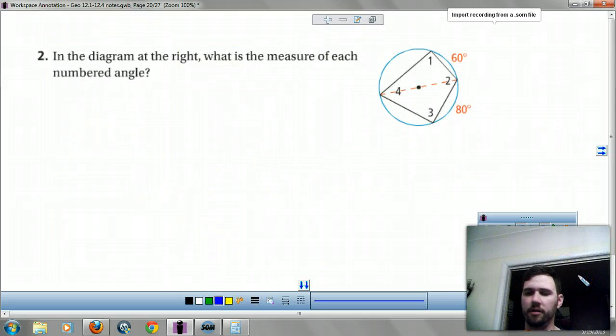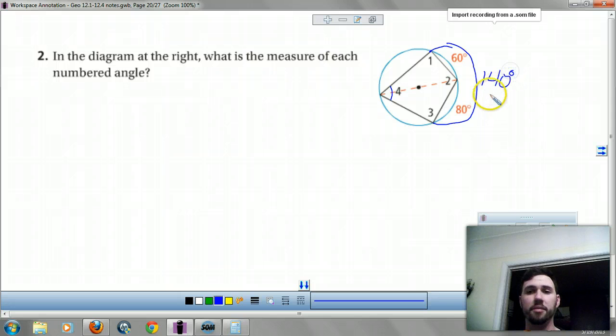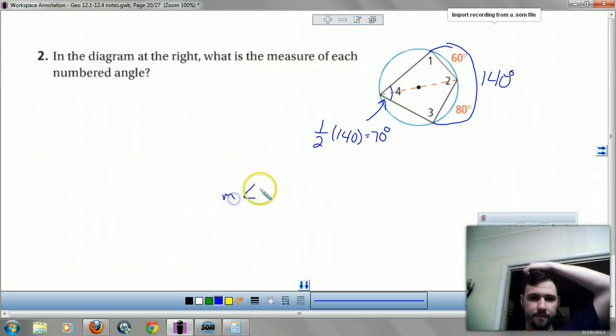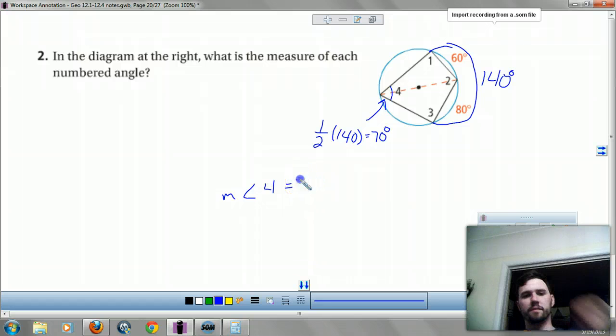Let's try it out. When I look at angle 4, I see that this arc from here to here is 140 degrees because it's 60 plus 80, right? So that means angle 4 is going to be half of 140, which is 70 degrees. Got one of them done.